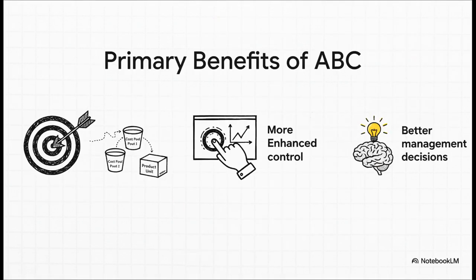The primary benefits really fall into 3 categories. First, by its very nature, using multiple targeted cost pools instead of one big one leads to more accurate costing. That's a given. Second, it gives managers much greater control over overhead costs because they can finally see which activities are driving those costs. And third, and arguably most important, this better information facilitates much better strategic decisions on pricing, on which products to promote, and where to focus process improvements.